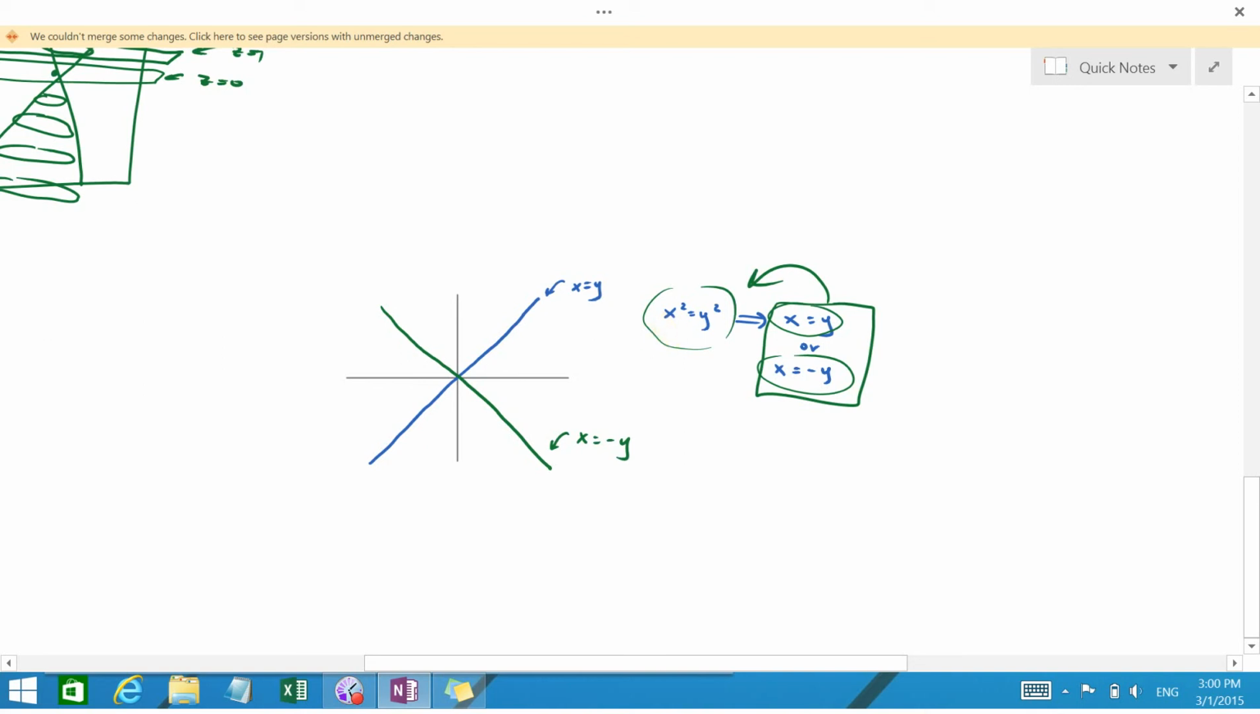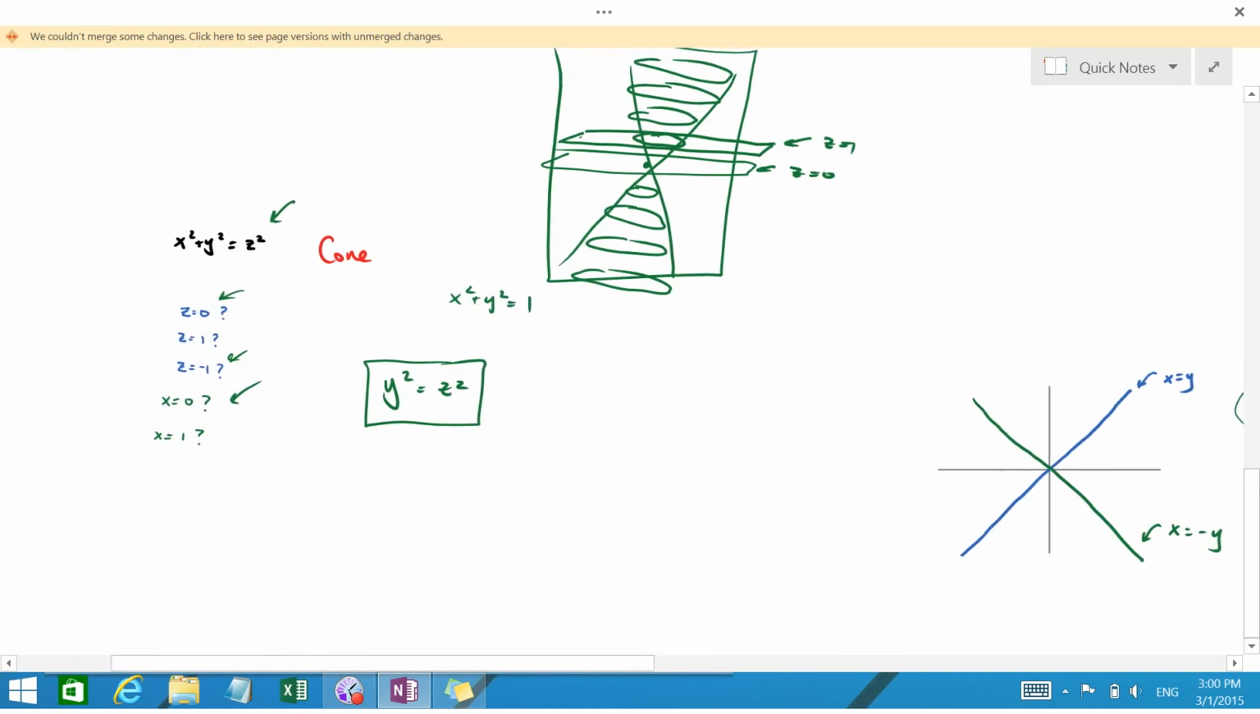So when we have the equation x squared equal to y squared, as tempting as it is to just take the square root of both sides and say it's x equals y, you actually have to say it's x equals plus or minus y. Those give you two different lines, and they give you this cross shape just like that.